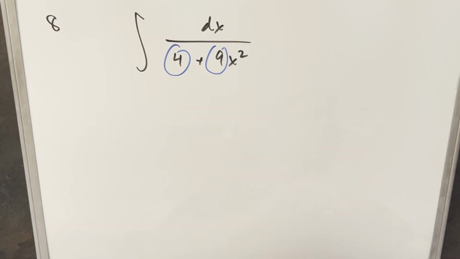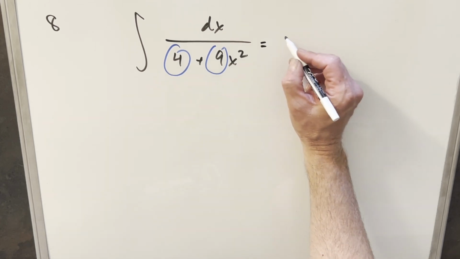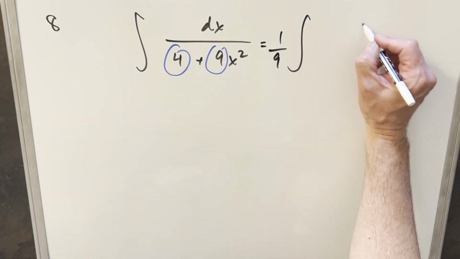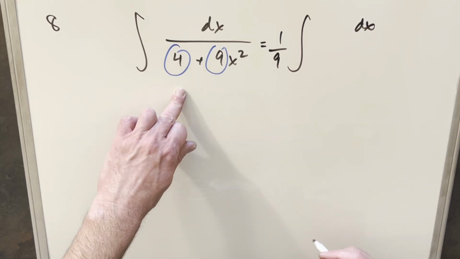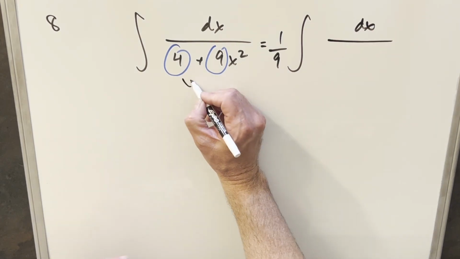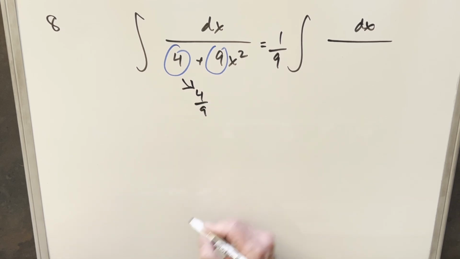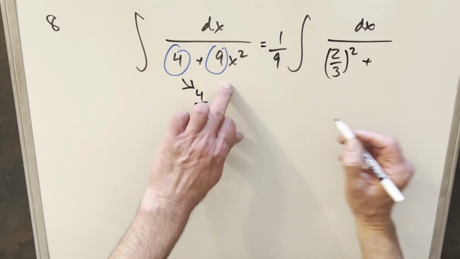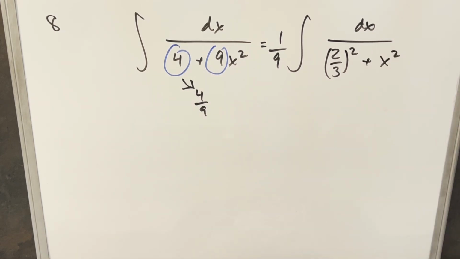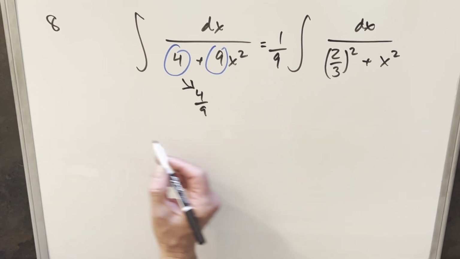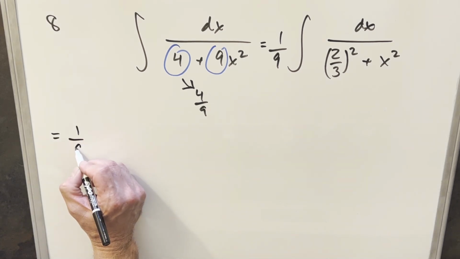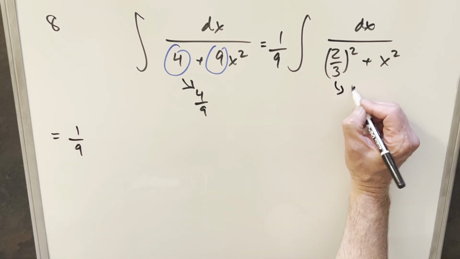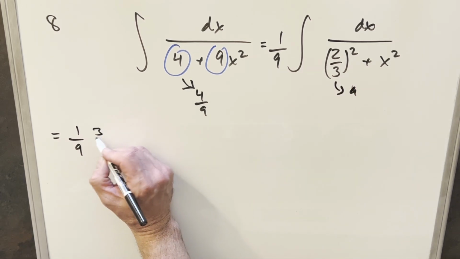What I'll do is factor a 9 out of this. If I factor a 9 out of everything, I'll bring a 1/9 in front. Then this here is going to become 4/9, but what I'll do over here is write it as 2/3 squared. Then this just becomes a 1, so we have an x squared here. And then for this, we just have our arctan formula. So we're basically going right to a solution of 1/9 in front. This is our a value in the formula, but we need to flip it, so we'll have a 3/2 here.